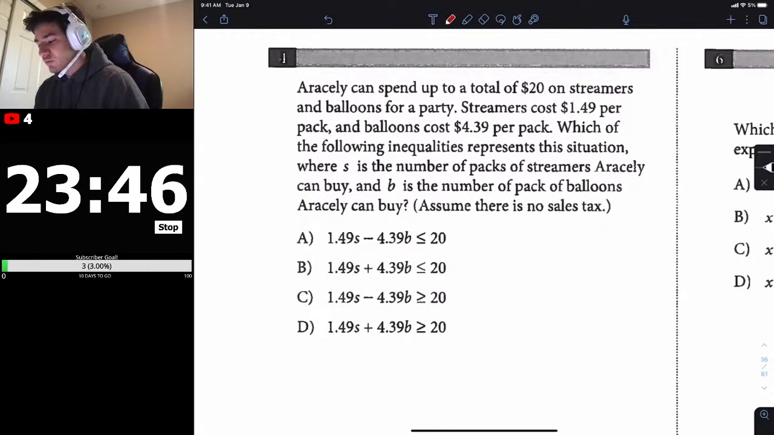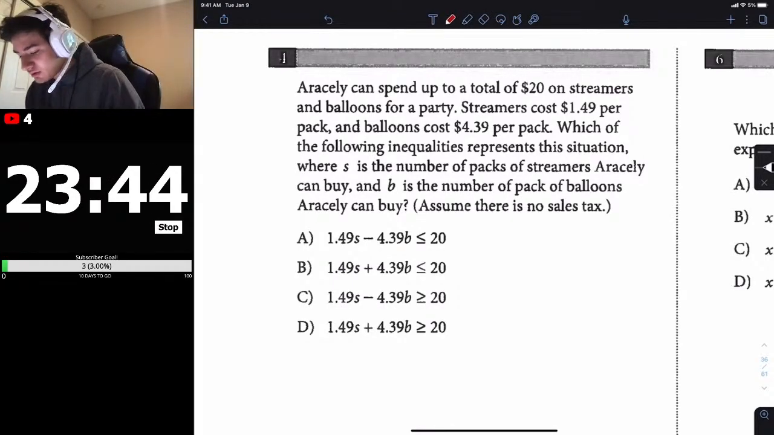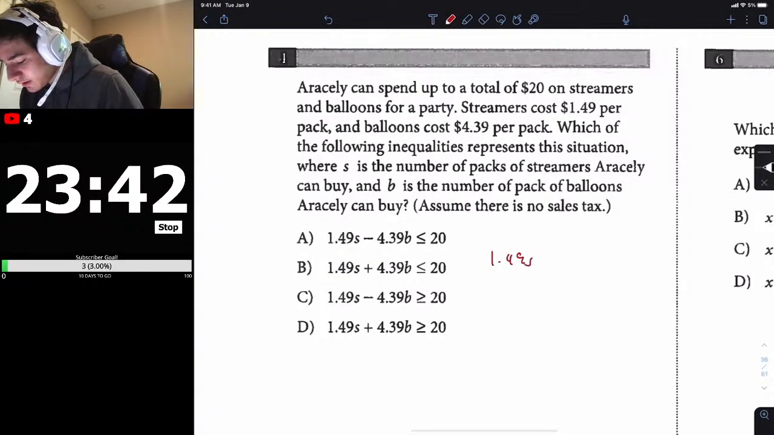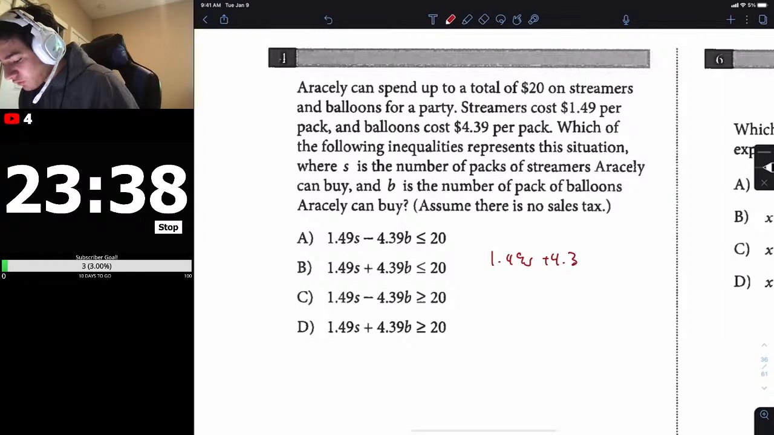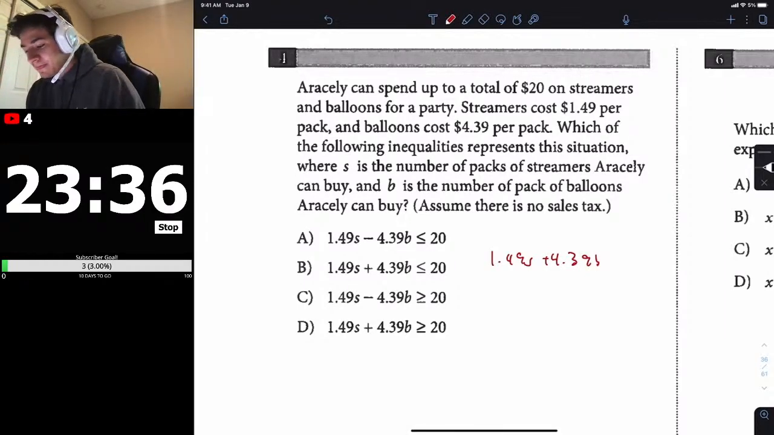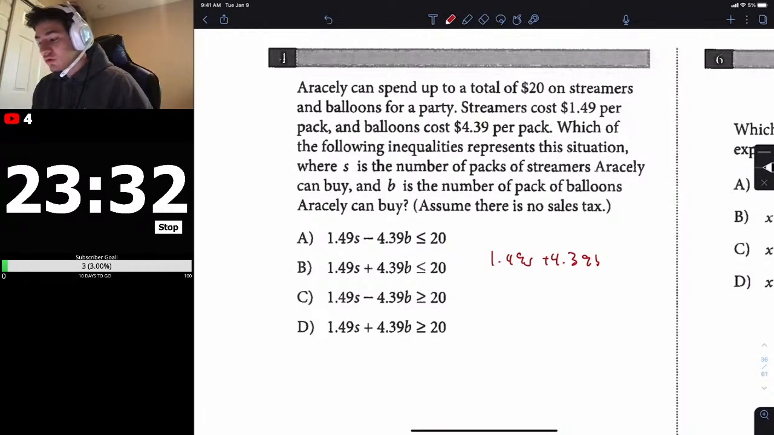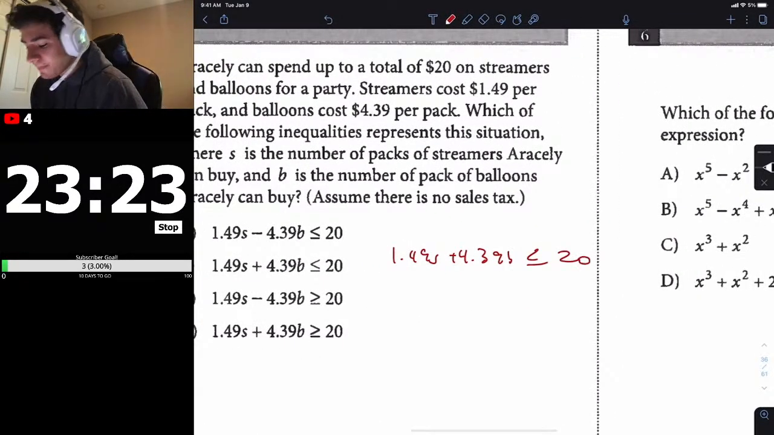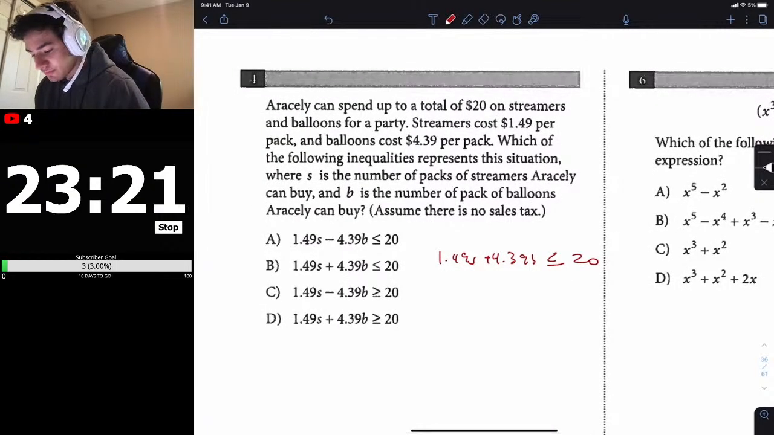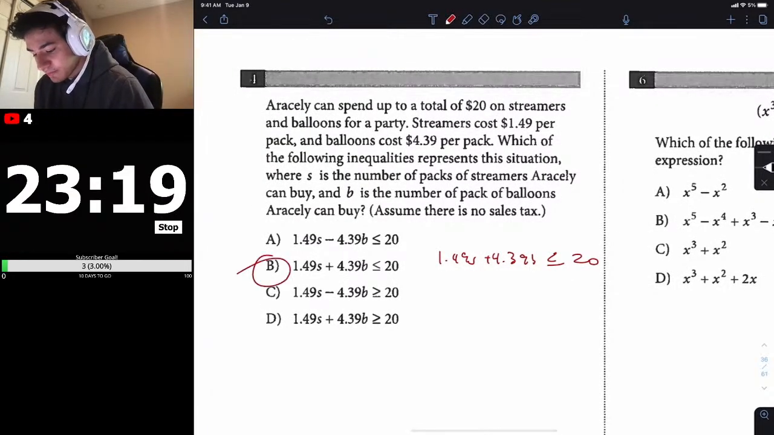Alright. A race league can spend up to a total of $20 on streamers and balloons for a party. Streamers cost $1.49 per pack. Okay, so 1.49 S. And balloons cost $4.39, so $4.39 for balloons. Which of the following represents the situation? Okay, and then she can spend a total of $20. So this quantity that she spends total must be less than or equal to 20. So the answer is going to be B.